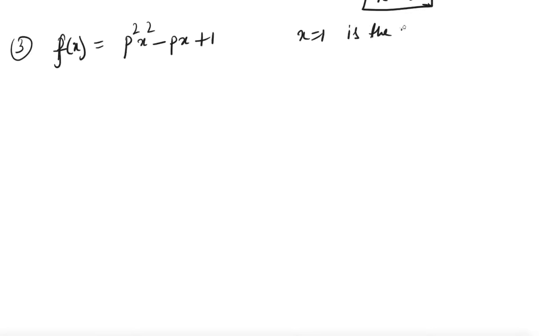Now in some questions you may get a quadratic only. Let us see what that is. What do I mean by this? Say the given polynomial is f of x equals p square x square minus p x plus 1. And it is said that x equals 1 is the 0 of f of x. So find the value of p.